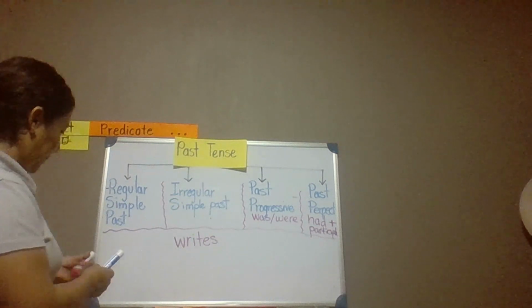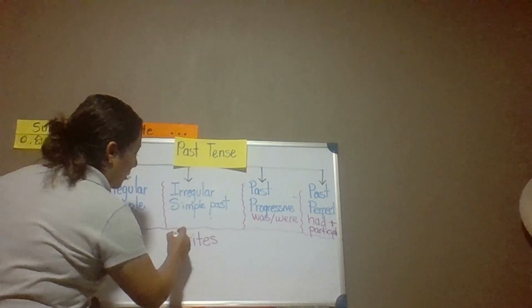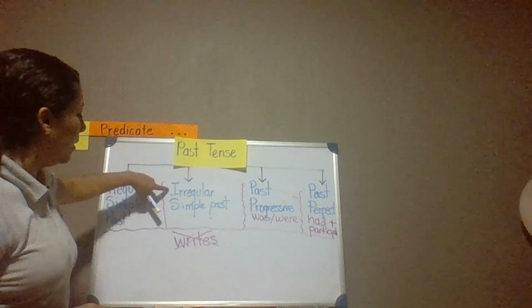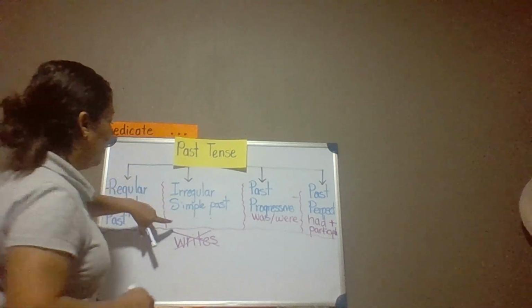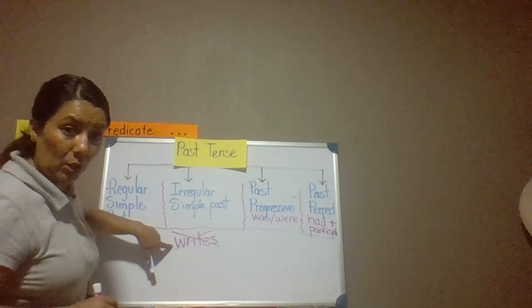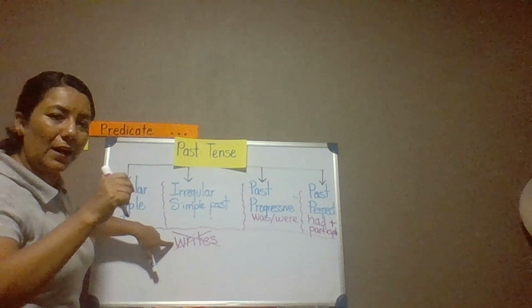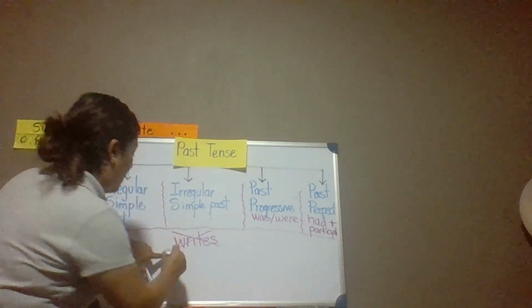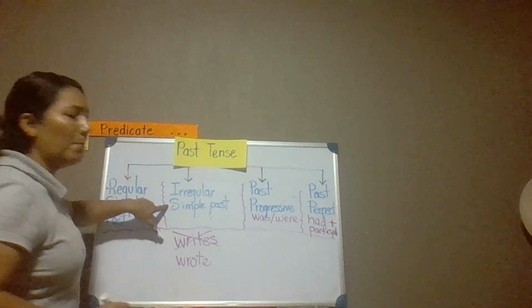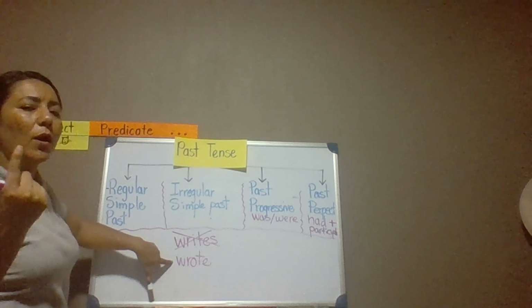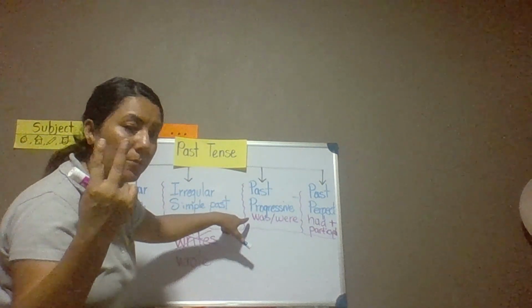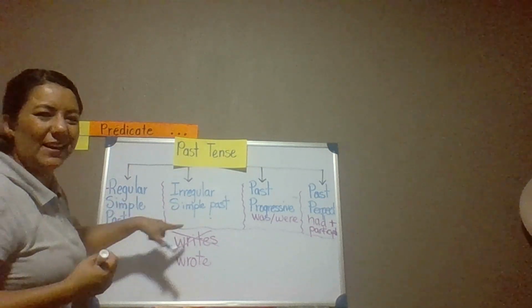Okay? Let's see. This is what the book has. So no, thank you. That's not what we want. We want irregular simple past. It's irregular because this verb is irregular. What is the past tense of write? Wrote. But it's simple because we only have one verb. Like in this two, we have a combination of two verbs. But in simple, it's only one.